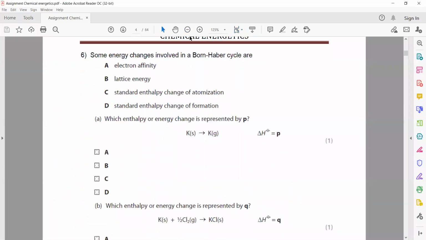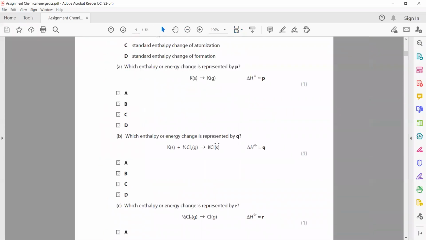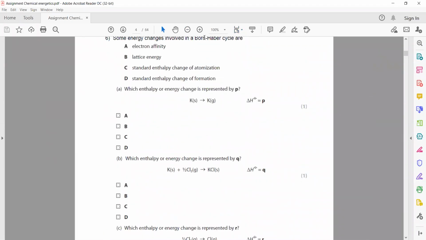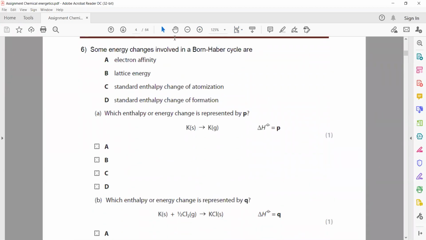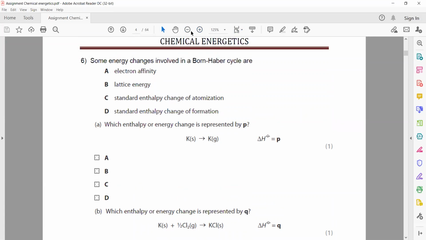Okay, in this question, 6A and B, two parts are there, A, B and C. Some energy changes are involved in the Born-Haber cycle. The Born-Haber cycle is basically an application of Hess's law. So some energy changes involved in a Born-Haber cycle are electron affinity, lattice energy, standard enthalpy change of atomization, and standard enthalpy change of formation. Which enthalpy change is represented by P? So what is represented by P? A, B, C, or D?